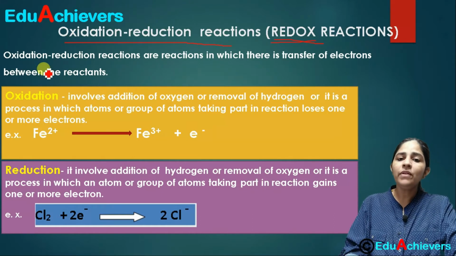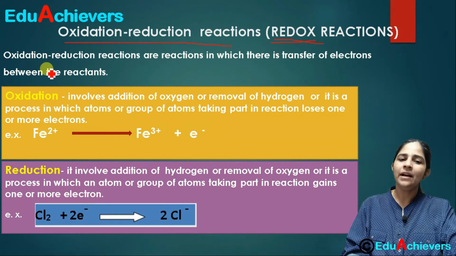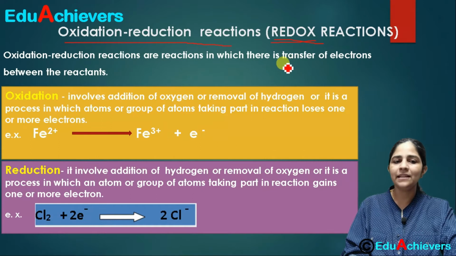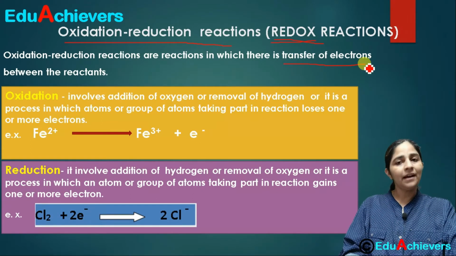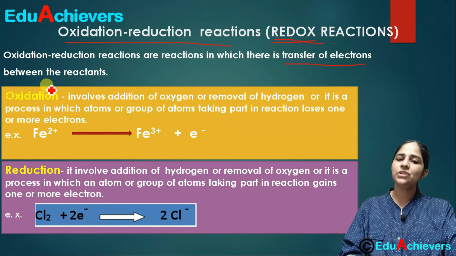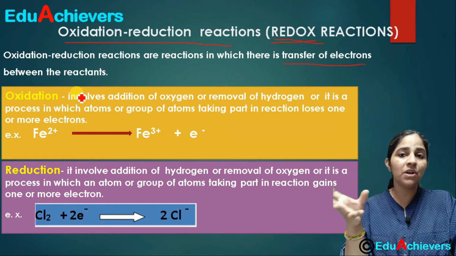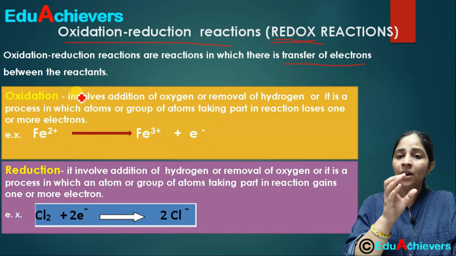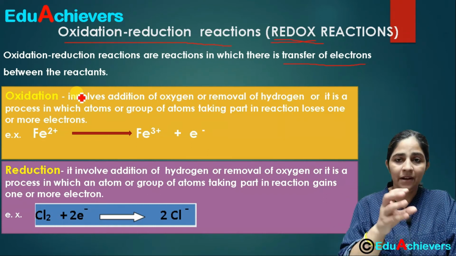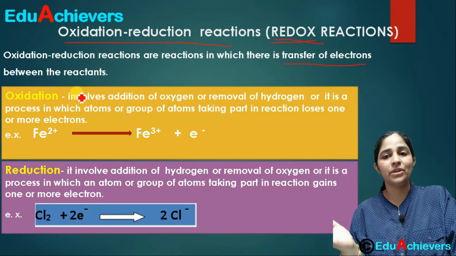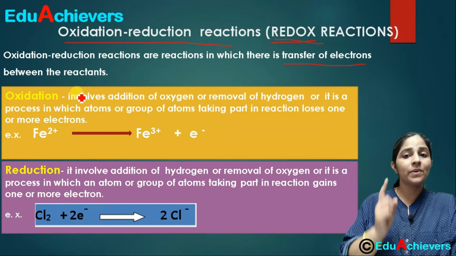Now, before we move further, let's understand what these two involve. Basically, in other words, there is a transfer of electrons between the reactants. Correct? We can also define oxidation, as the word indicates. Oxidation relates to oxygen. Okay, oxidation means addition of oxygen to a substance, or removal of hydrogen. When hydrogen is removed or oxygen is attached, that is oxidation.